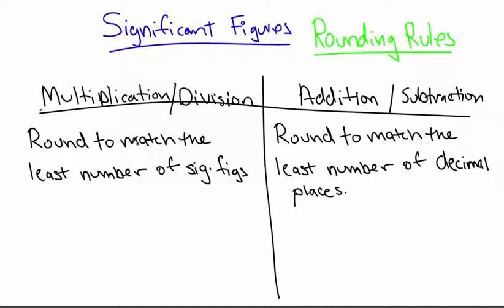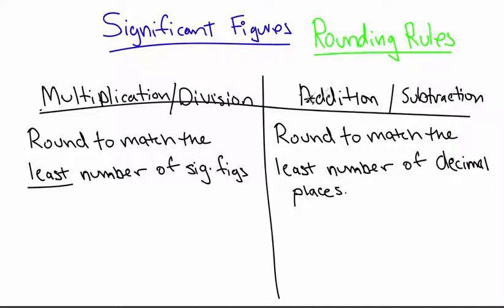Multiplication, division. Whatever measured numbers you used to calculate, you're going to look at those numbers, and whichever has the least number of sig figs, that's what you round your answer to match, okay? So this tells you what to round to.